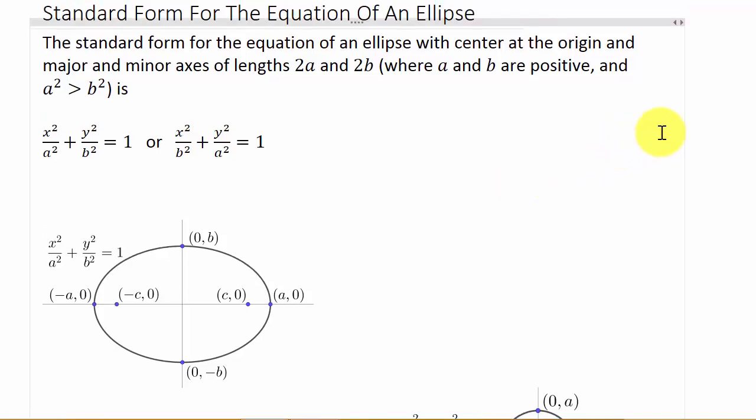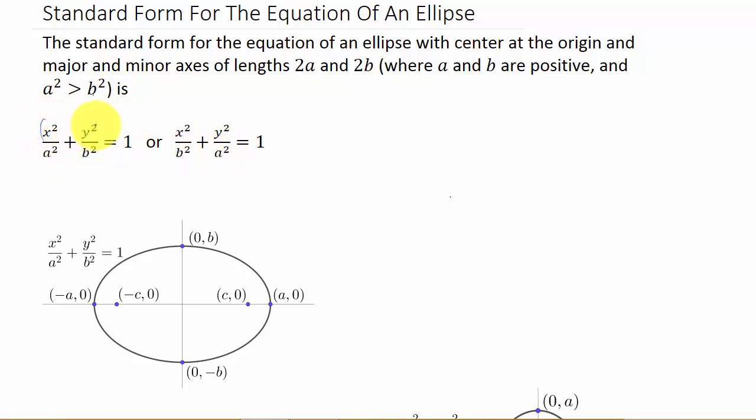Alright, so here's an example of graphing an ellipse. It says the standard form for the equation of an ellipse with center at the origin and major and minor axes of lengths 2a and 2b, where a and b are positive, and a squared is greater than b squared, is, and then here they are.